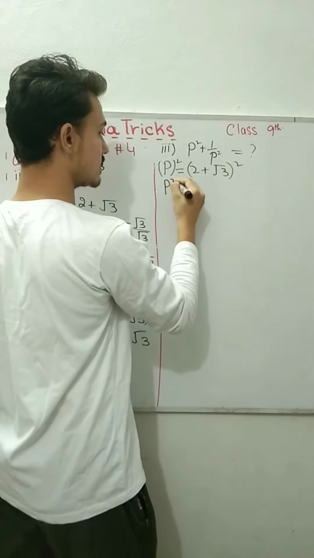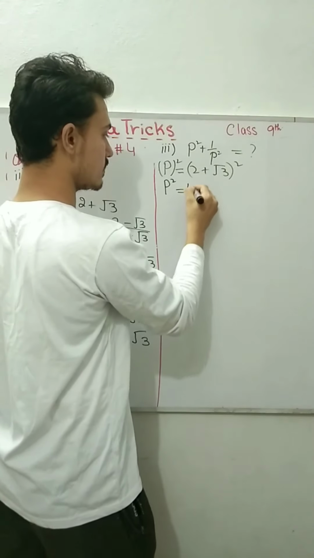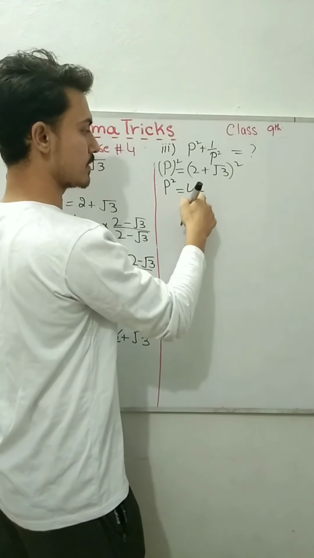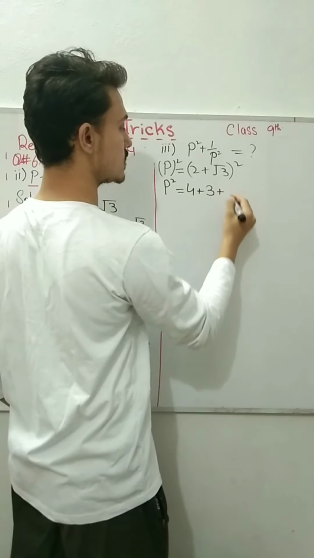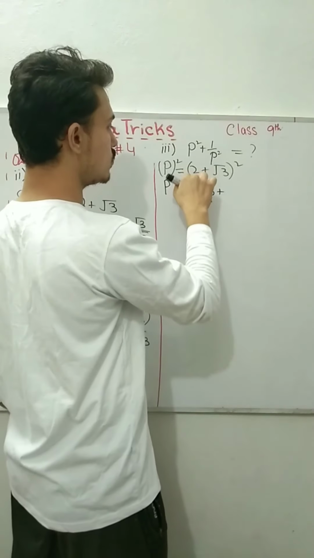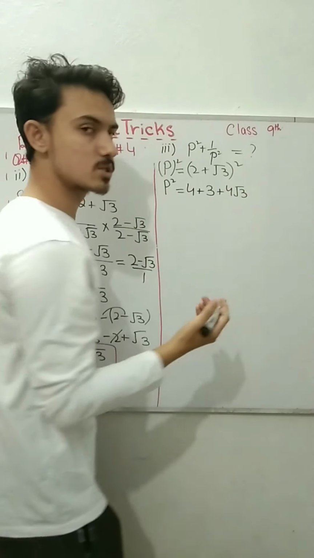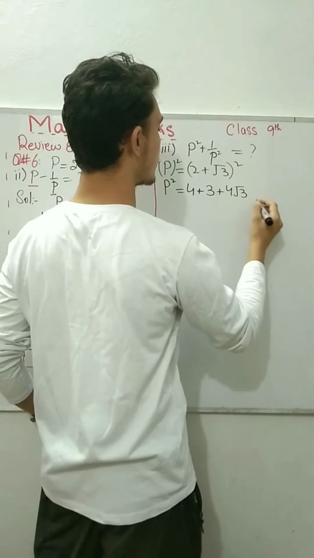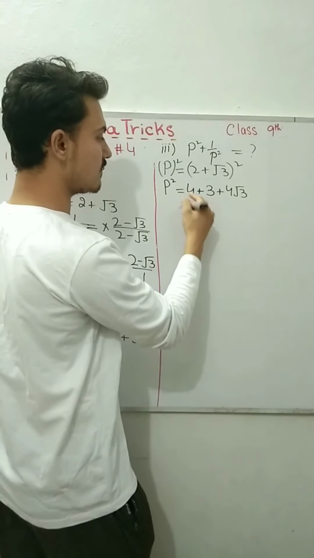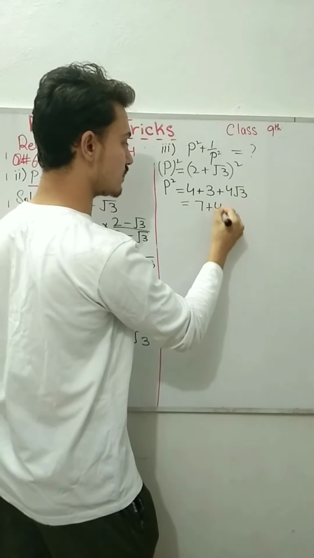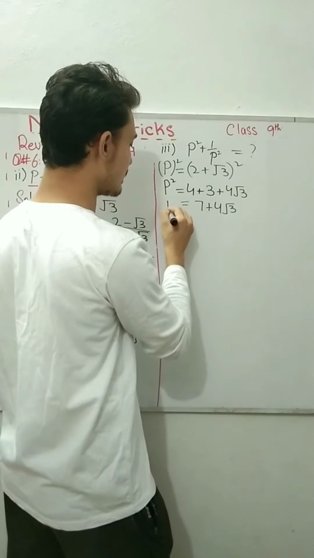We got p square is equal to a plus b whole square is equal to what? A square. 2 square is 4 plus b square. Square root 3 square is 3 plus 2ab. 2 into a, 4 into b. I got 4 square root of 3 as 2ab. I got the value of p square. Just make it more simple. 4 plus 3 is 7. 7 plus 4 square root of 3. Clear? This is the value of p square.